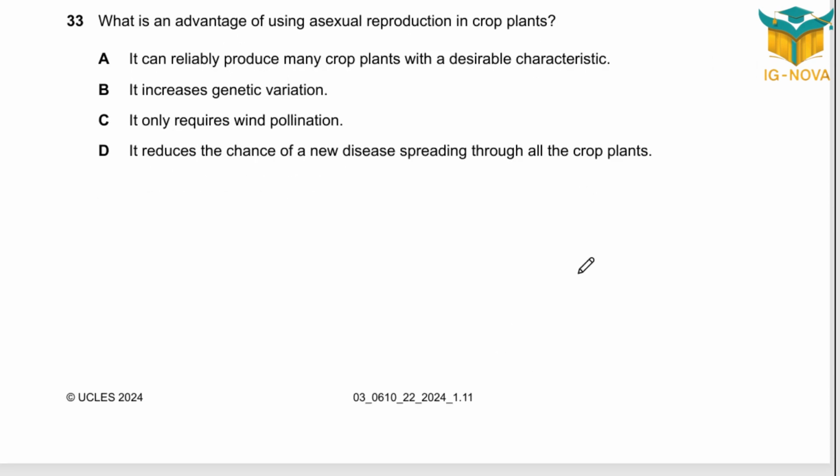Advantage of using asexual reproduction in crop plant. The major advantage of using asexual reproduction is to increase the number of the offspring. So it can reliably produce many crop plants with a desirable feature. Let me think about it. It increases variation. Wrong. It requires wind pollination. Pollination is sexual, not asexual. It reduces the chance of new disease spreading. Wrong. Major disadvantage is disease transfer. So A.